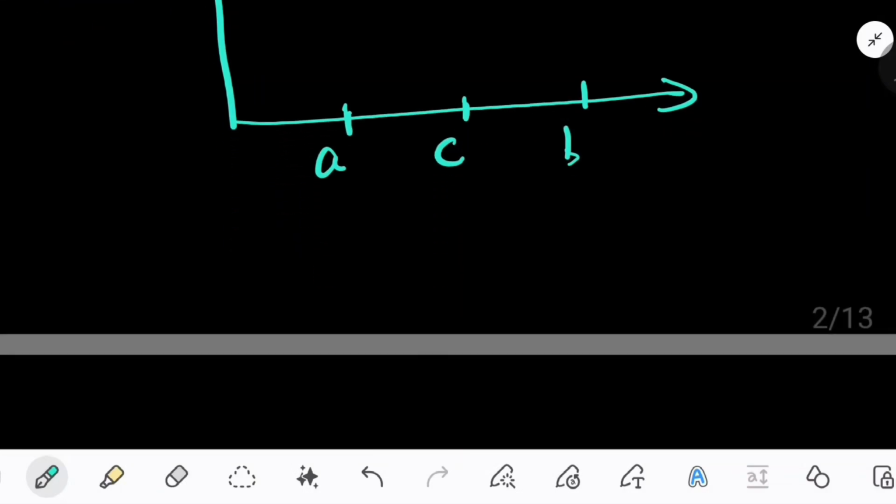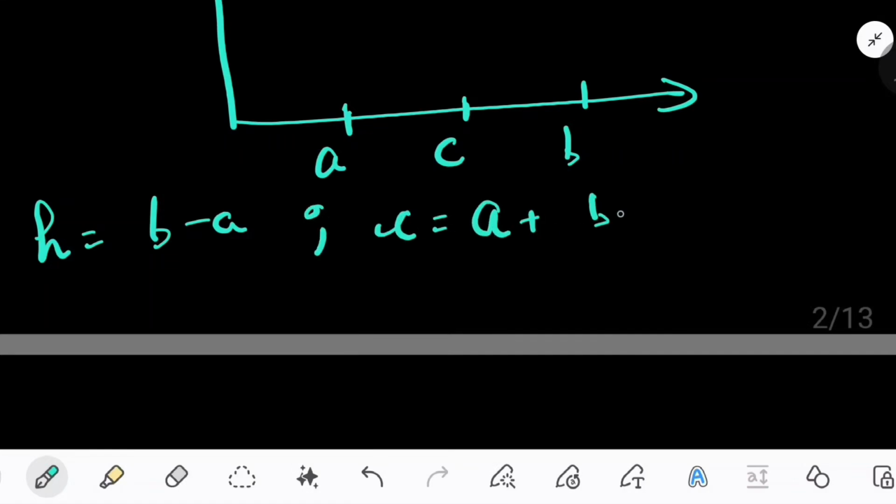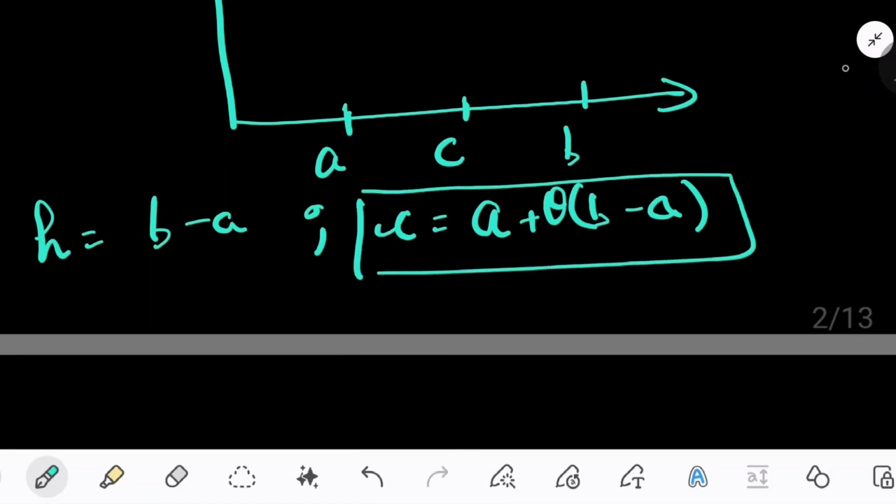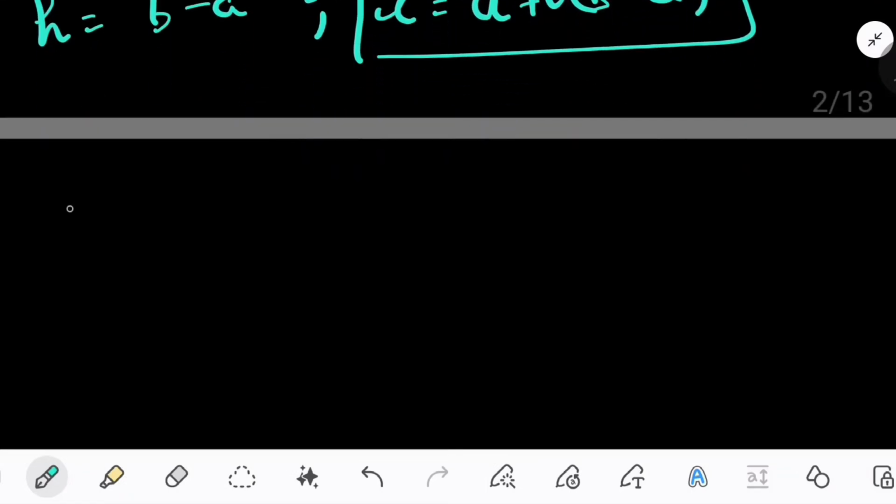Well, suppose h is equal to B minus A, meaning the width, you can say, right? So you can say C is equal to A plus B minus A, but it is wrong because you will end up getting C is equal to B. So to manipulate this, you put theta over here. Why did I use theta over here? Well, let's see. C is equal to A plus theta into B minus A.